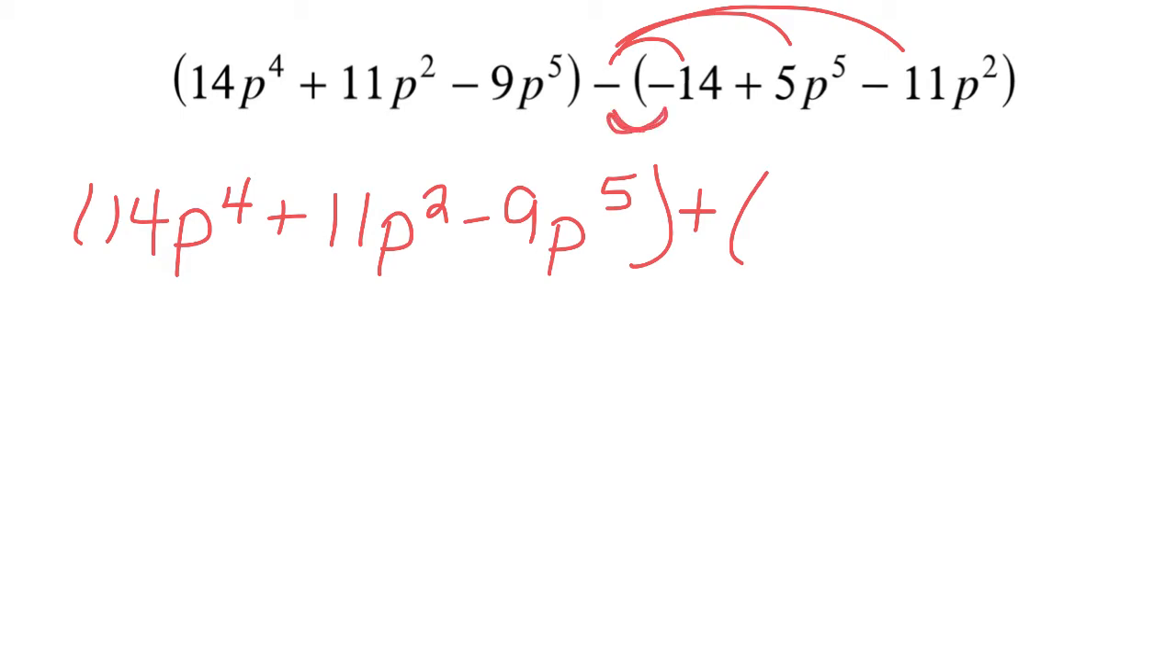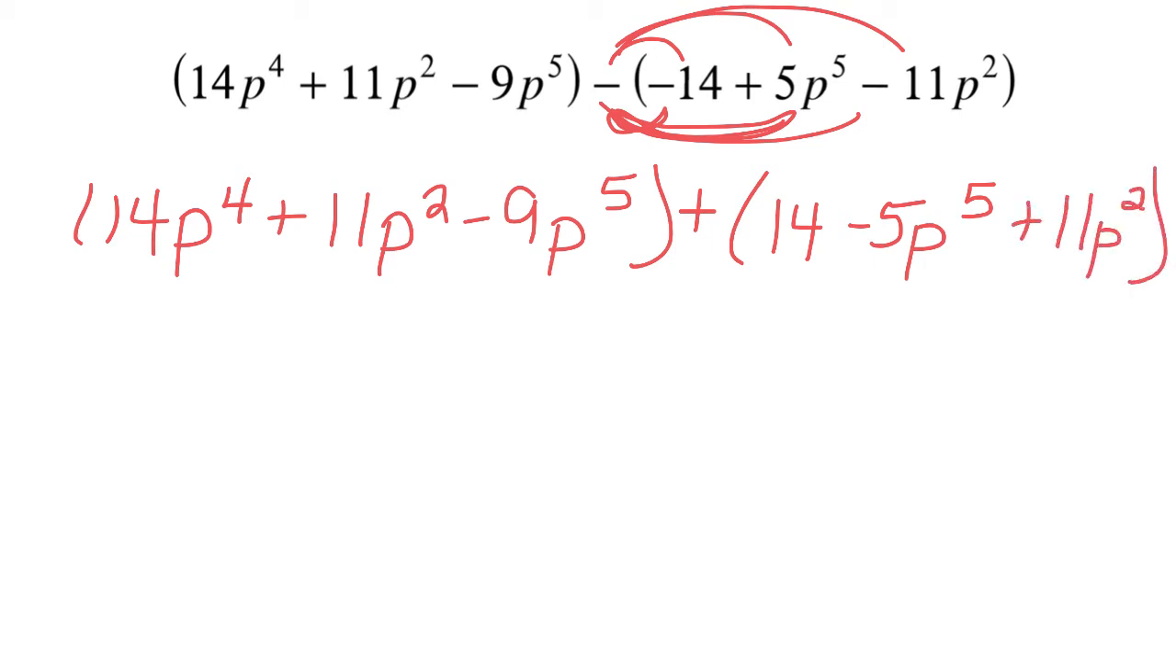Can I make a smiley face? 14. A negative times a positive is a negative. And then lastly, a negative times a negative is a positive. I'm going to look for my largest terms to work with first, so I can have my answer in descending order. Negative 9p to the 5th plus negative 5p to the 5th is going to give me negative 14p to the 5th.